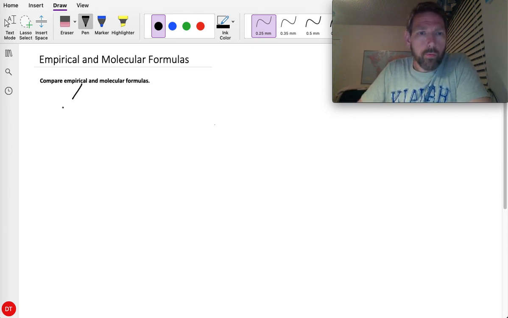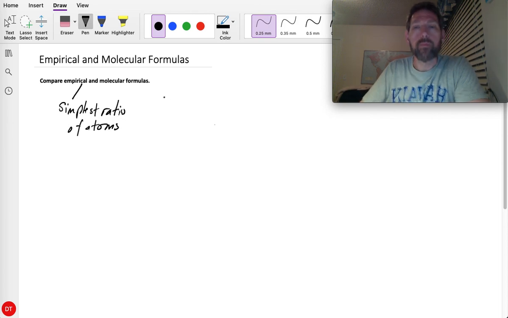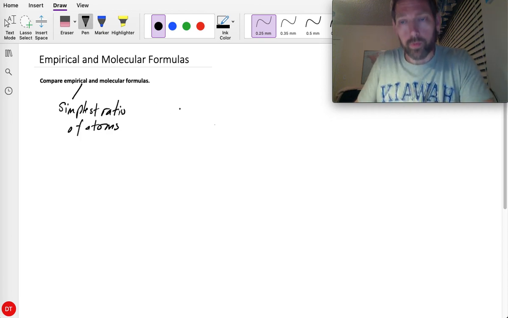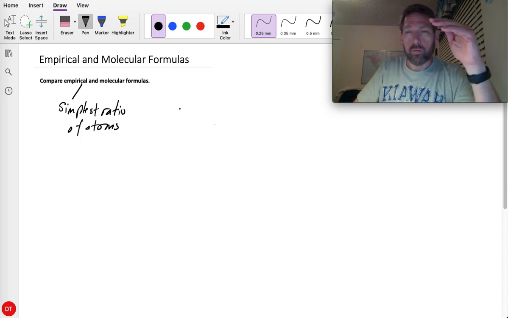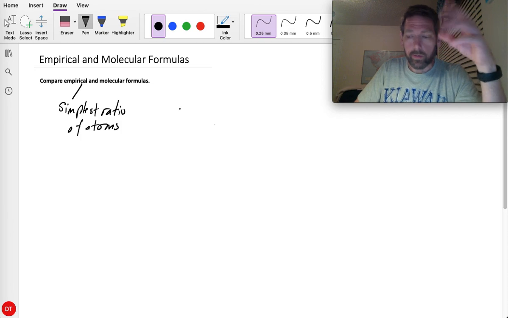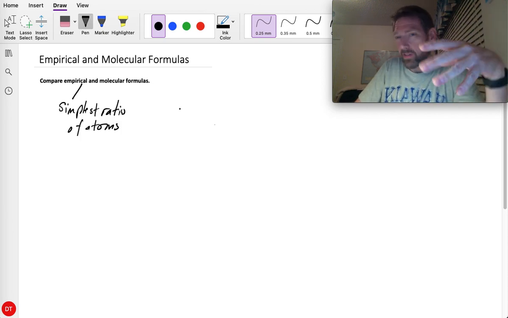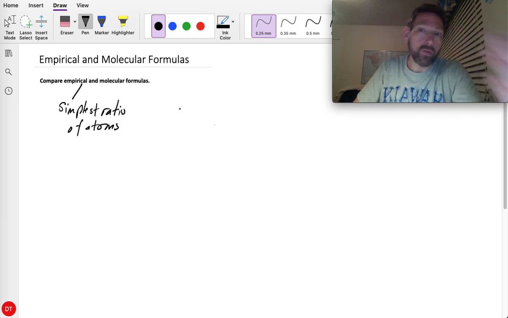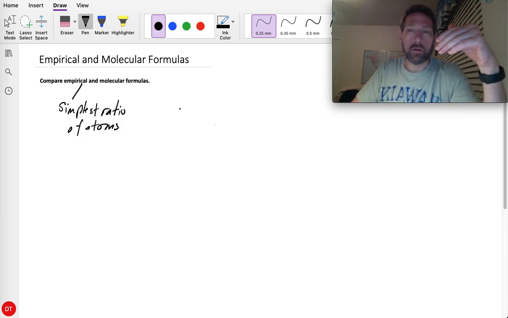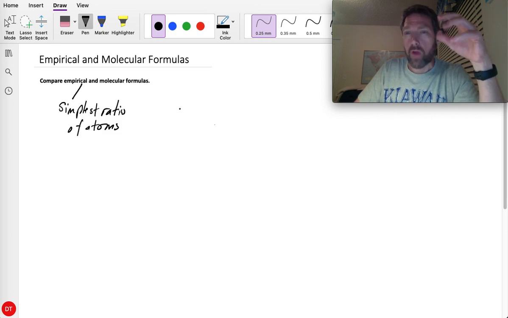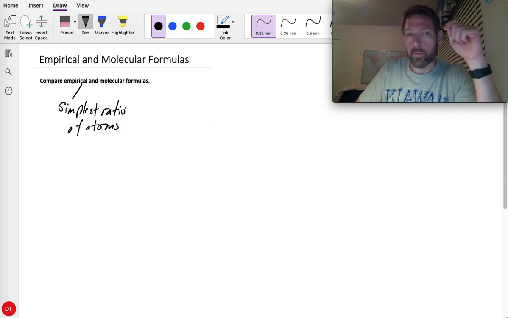Essentially the empirical formula will just be the formula that has the simplest ratio, and of course that would be the simplest ratio of atoms. No matter what, I don't care what formula we're talking about. So you understand fractions, ratios. So you know, 4/8 is not the simplest ratio. 1/2 is the simplest ratio. So if you think of just your basic fractions as far as math goes, then we can understand this definition.